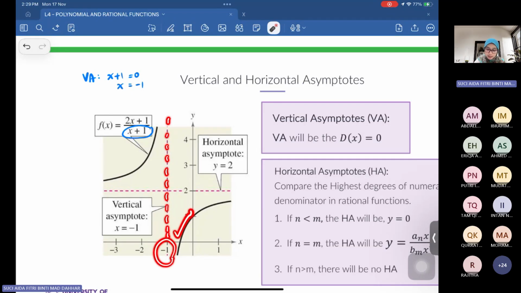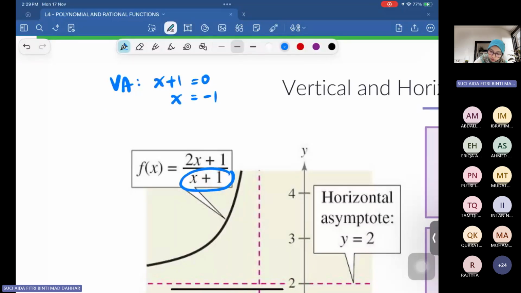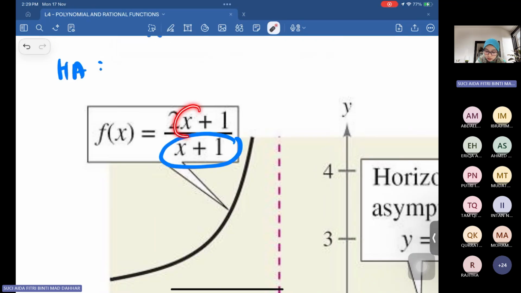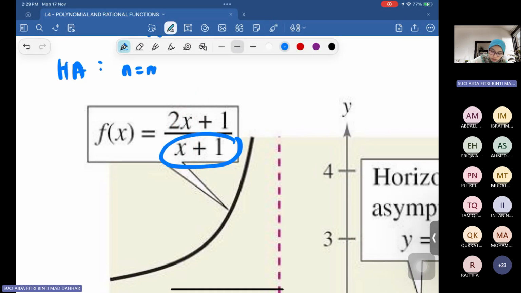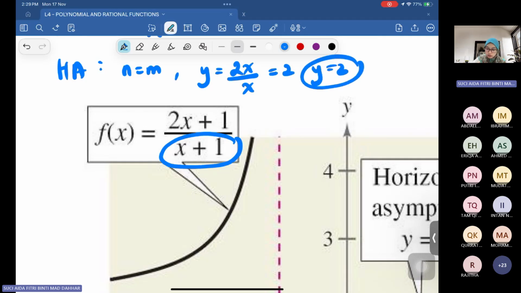Okay. Next, how do you get horizontal asymptotes? Remember the three rules just now. This is which case? The power on the top is power 1. The power in the bottom is also power 1. So this is equal power. So for equal power, when your n is equal to m, how do you get your horizontal asymptotes? By taking the leading terms only. 2x divided by x, so you will get y equals 2. So y equals 2 is your horizontal asymptote.